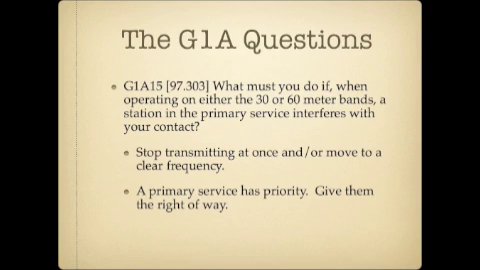What must you do if, when operating on either the 30 or 60 meter bands, a station in the primary service interferes with your contact? Well, what you need to do is stop transmitting at once and/or move to a clear frequency. Now, a primary service has priority, so you've got to give them the right of way.